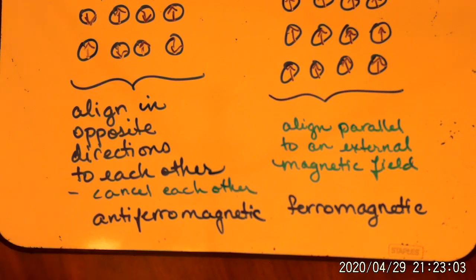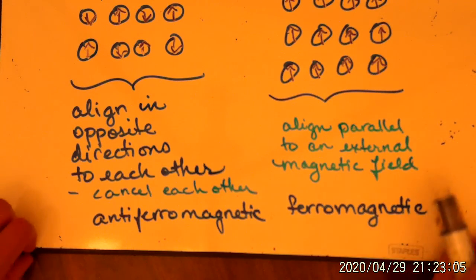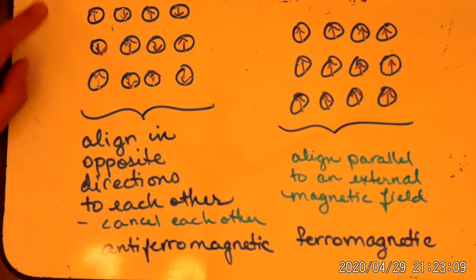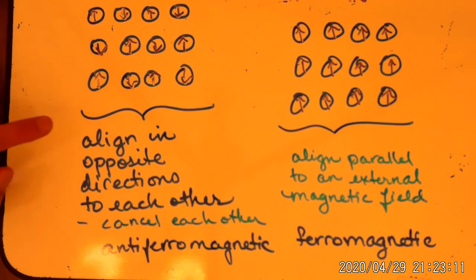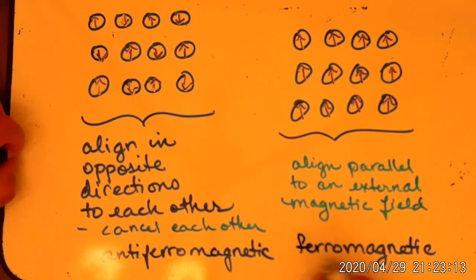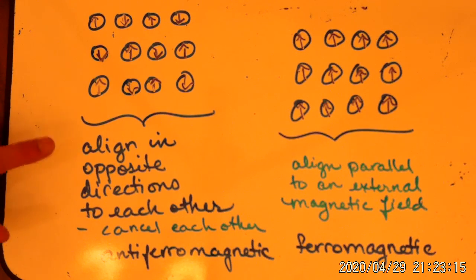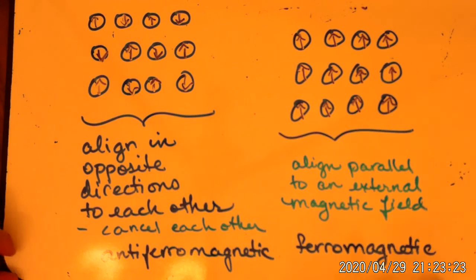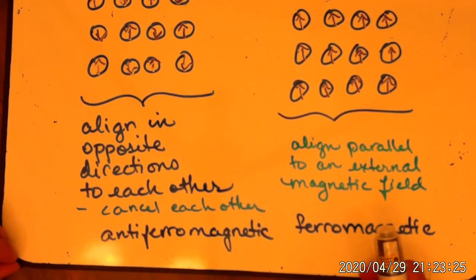So, a substance might contain atoms that are paramagnetic, but because when I put in my external field, they will align in opposite directions and cancel each other out, it won't display magnetic properties. This is then said to be anti-ferromagnetic.